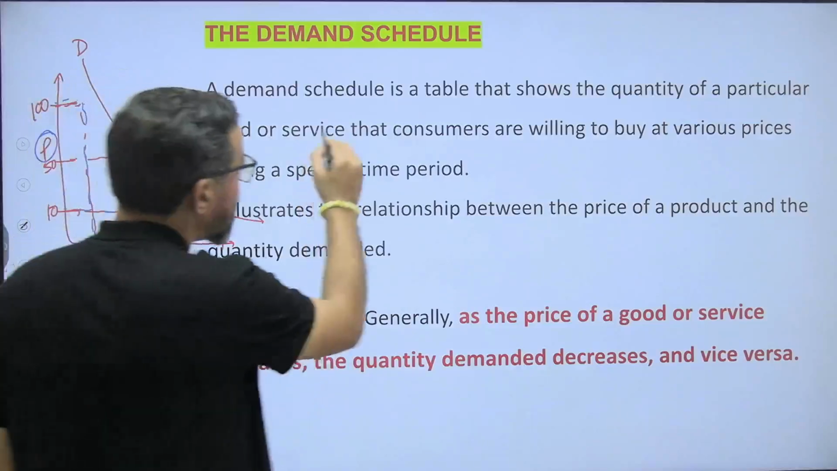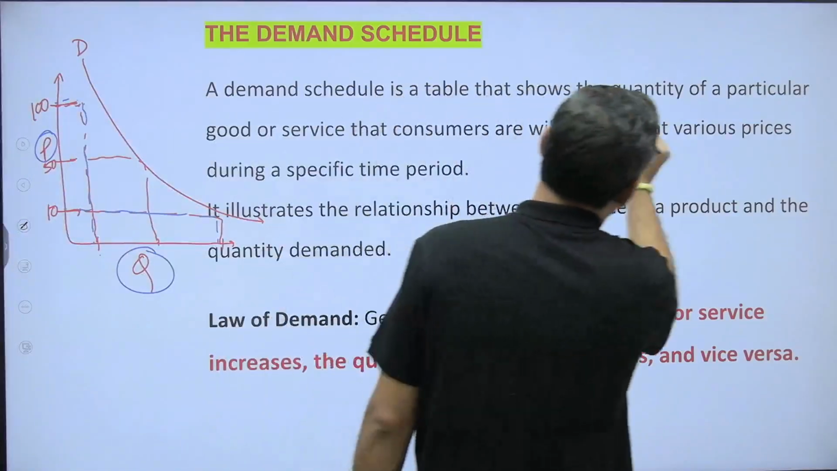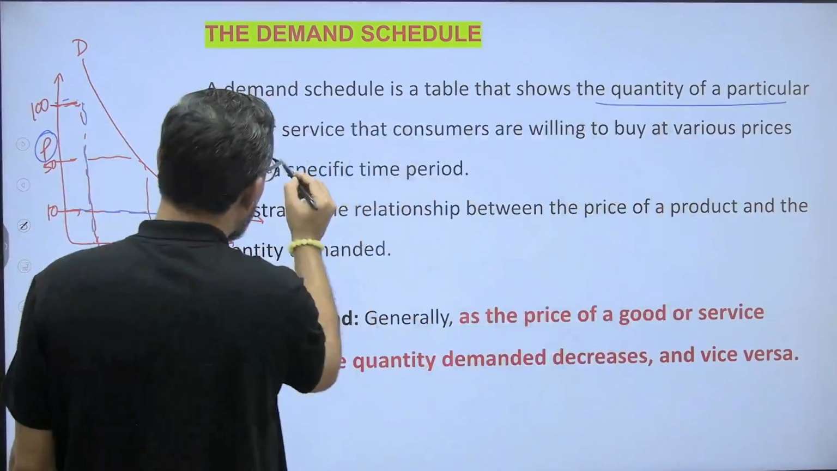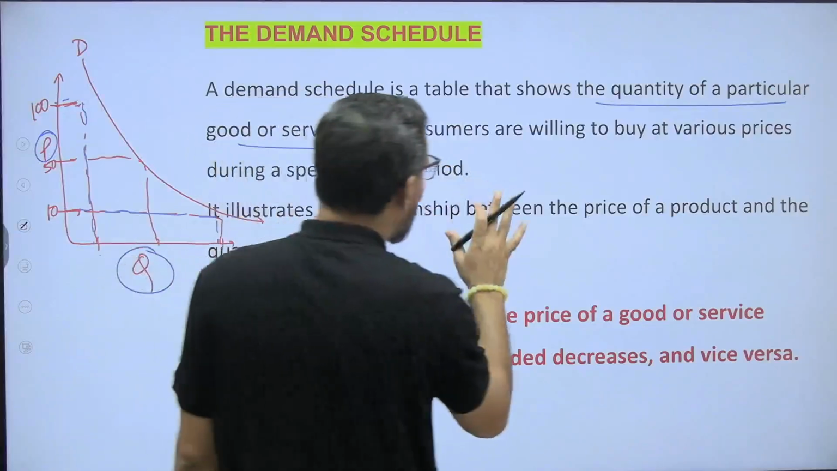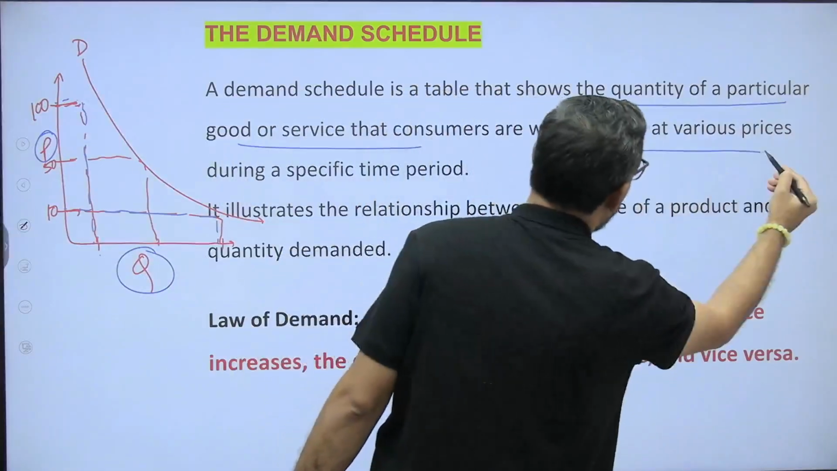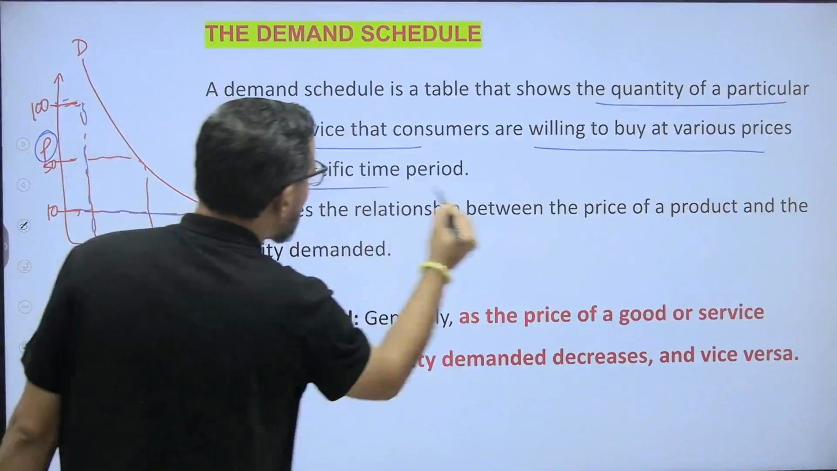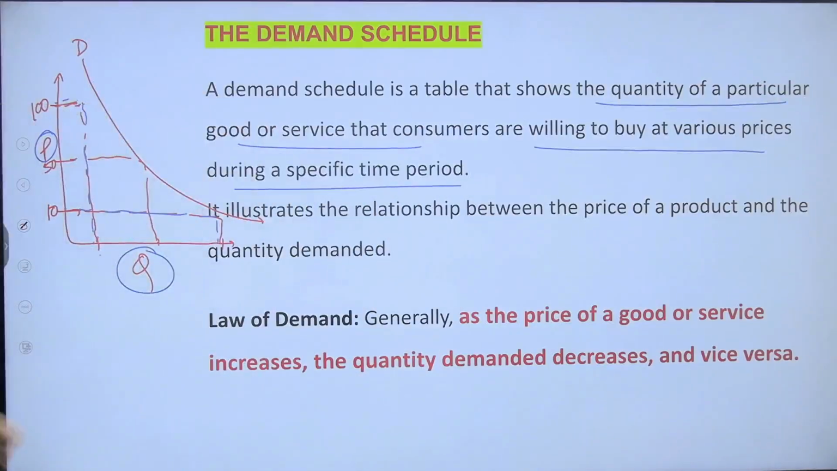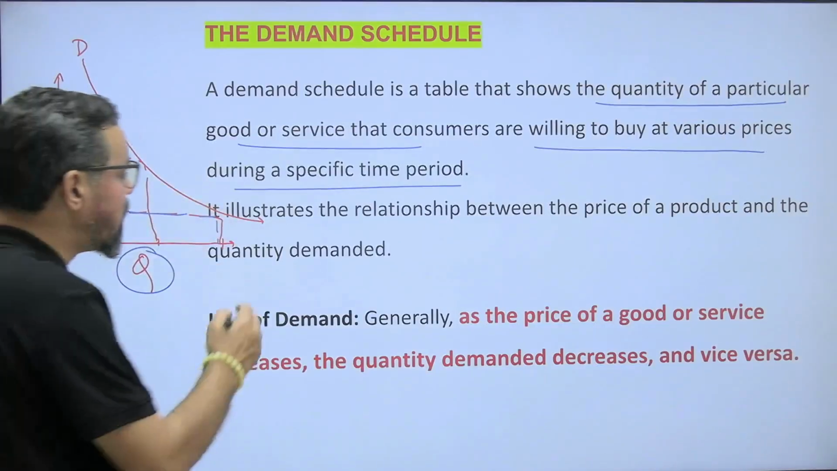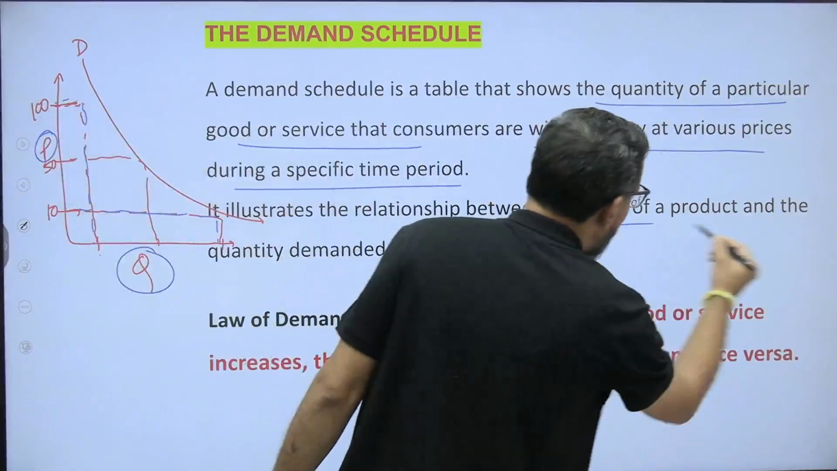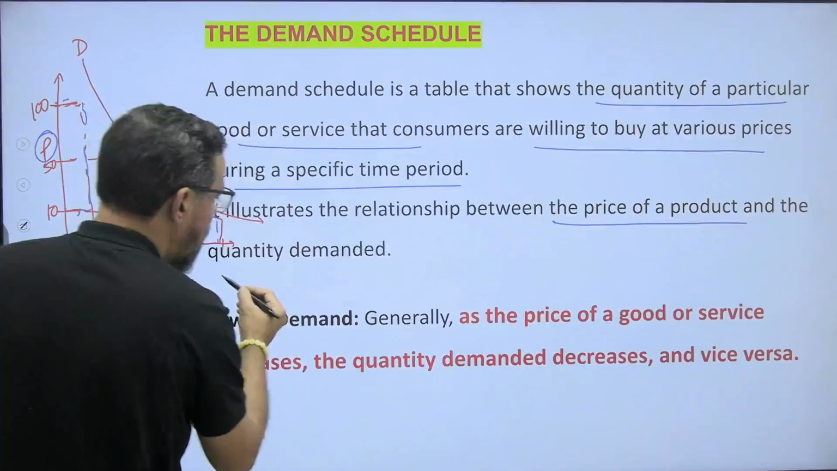So a demand schedule is a table that shows the quantity of a particular good or service that consumers are willing to buy at various prices during a specific period of time, right? So at this price they want to buy less, at this they want to buy more, right? So it illustrates the relationship between the price of a product and quantity demanded.